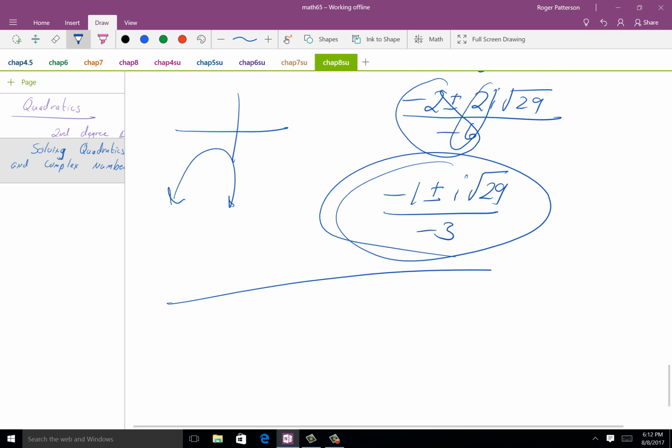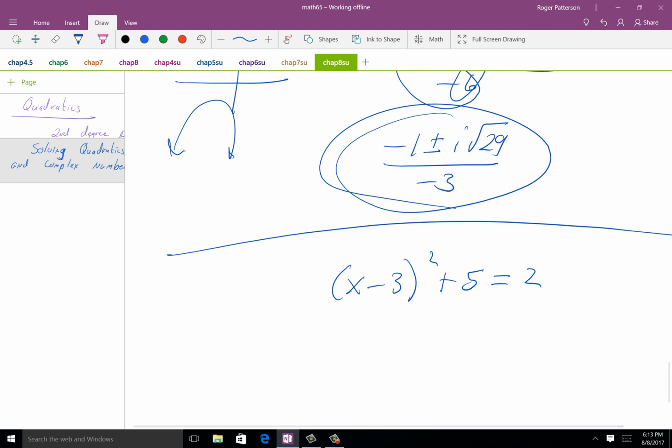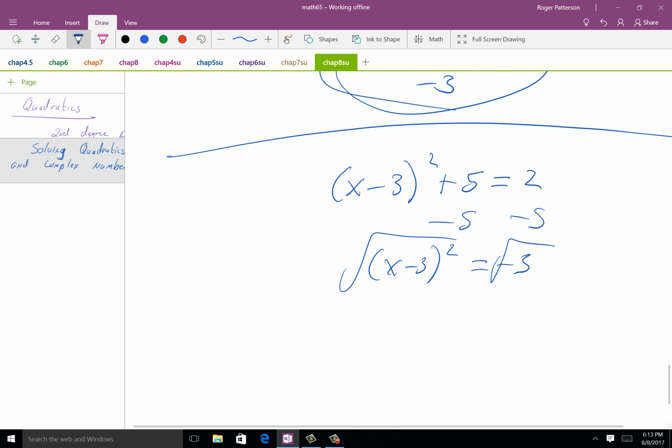Could also have one like this. We did some of these. Here you probably wouldn't use the quadratic formula because you've got to FOIL that out. We probably want to use the square root idea. I don't know if that had a name. I got a lot of 3's here.